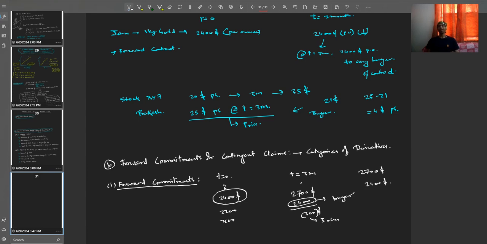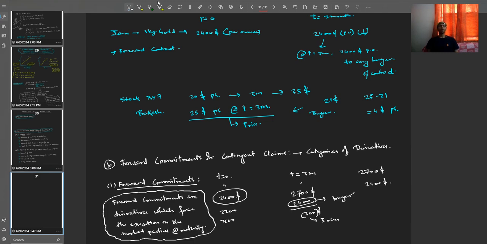The commitment word is very important here because once you enter into the contract, you have to fulfill the commitment or else you are labeled a defaulter. So here it is a commitment. There is no choice. You cannot back out of the contract when the time has come just because you are making a loss or some other reason has come. You have to fulfill the commitment or else you are called a defaulter. Now, this is the example of a forward commitment.